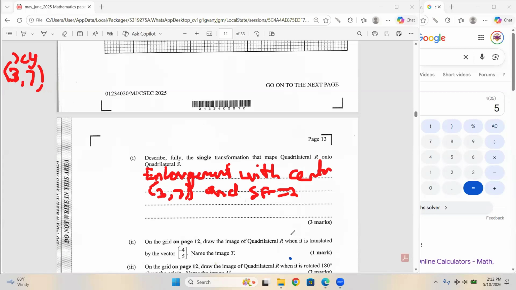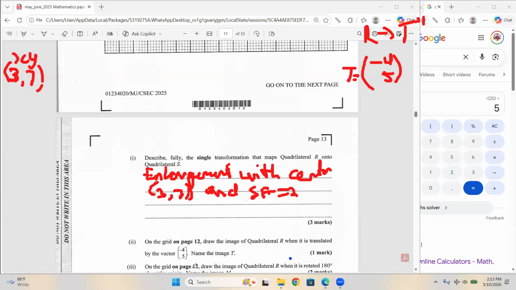Okay, hope you all got that. The next part says on the grid on page 12, which is the previous page, the graph page, draw the image of the quadrilateral R when it is translated by the vector (-4, 5). So we have a translation of R to do. It said name it T. So we go from R to T, and we put it as double prime or something.